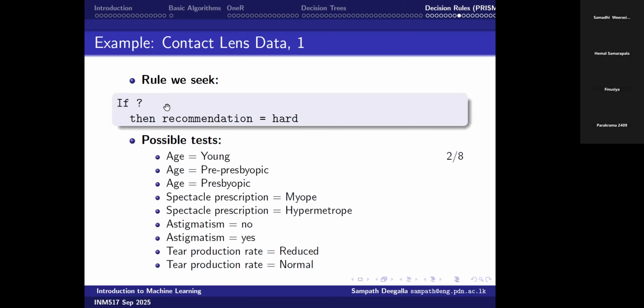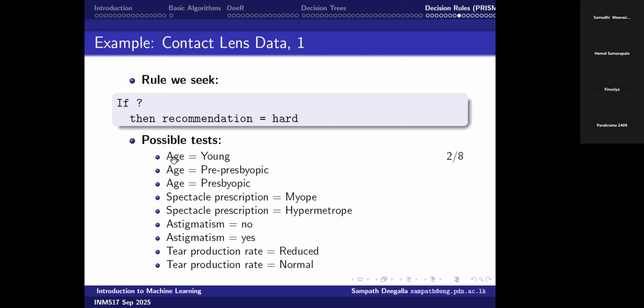And then in the empty left hand side, we can put these possible tests. What are these tests? You can go through the data set. In the data set, we have 4 attributes: age, spectacle prescription, astigmatism, and tear production rate. These are the possible values. For age, we have 3 values. Spectacle prescription, we have 2 values. Astigmatism, we have 2 values. Tear production rate, we have 2 values. So this is all. That means 6 plus 3, we have 9 tests.